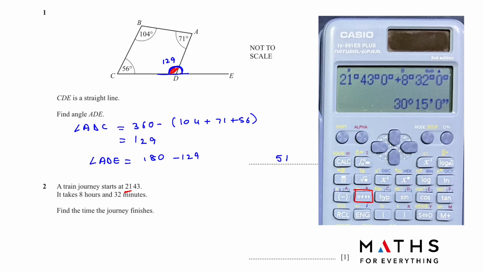You get 30, 15, 0. This is 30 hours, 15 minutes, and 0 seconds. You subtract 24. One day is 24. What is remaining? 6:15. So your answer is either you write 6:15 a.m. or you write 0615. You have to write it correctly.